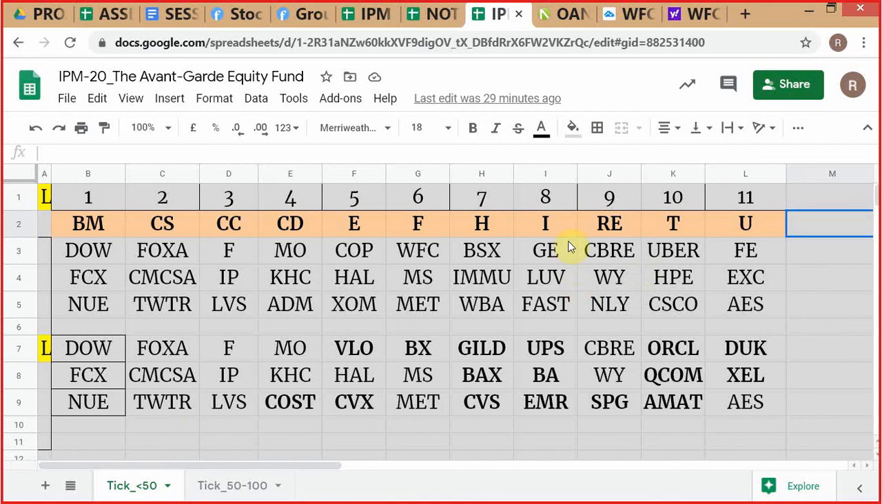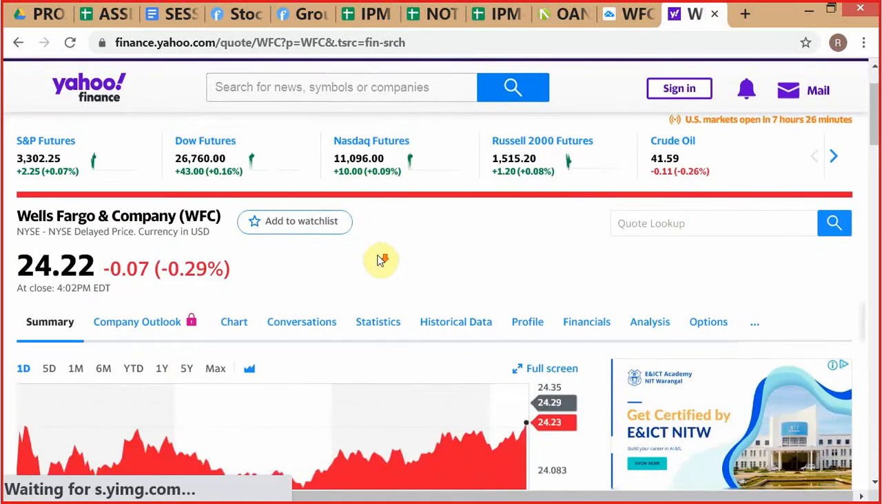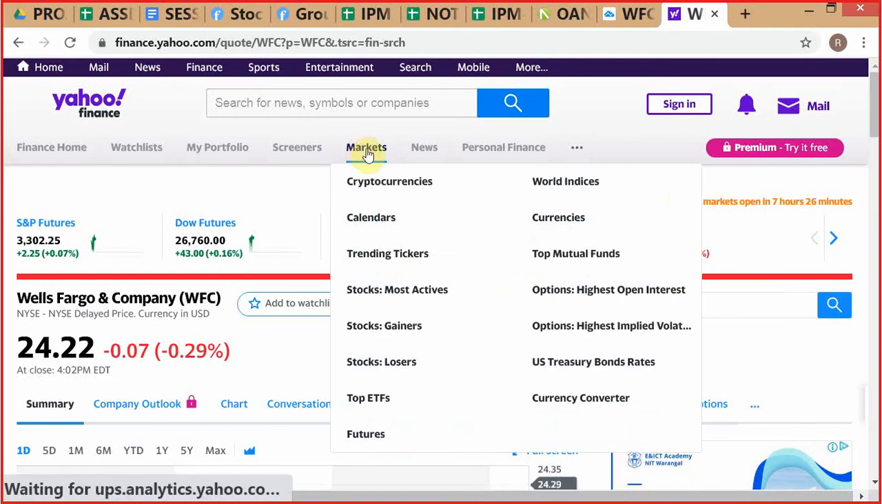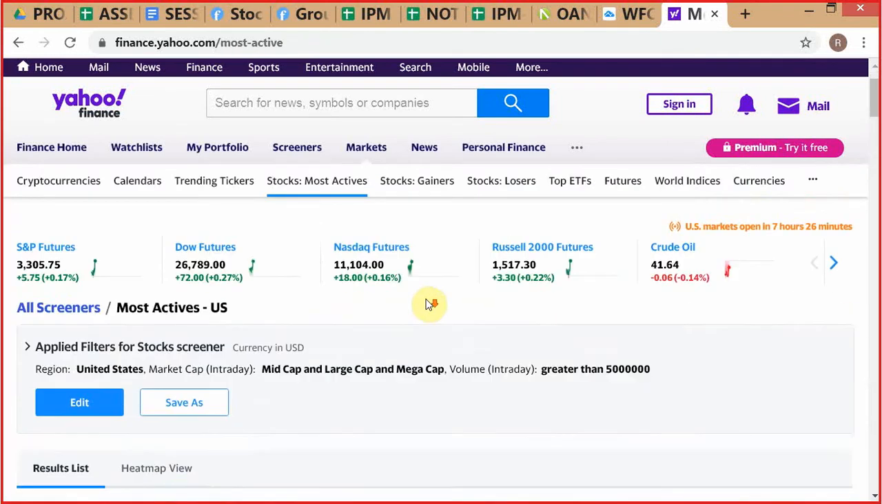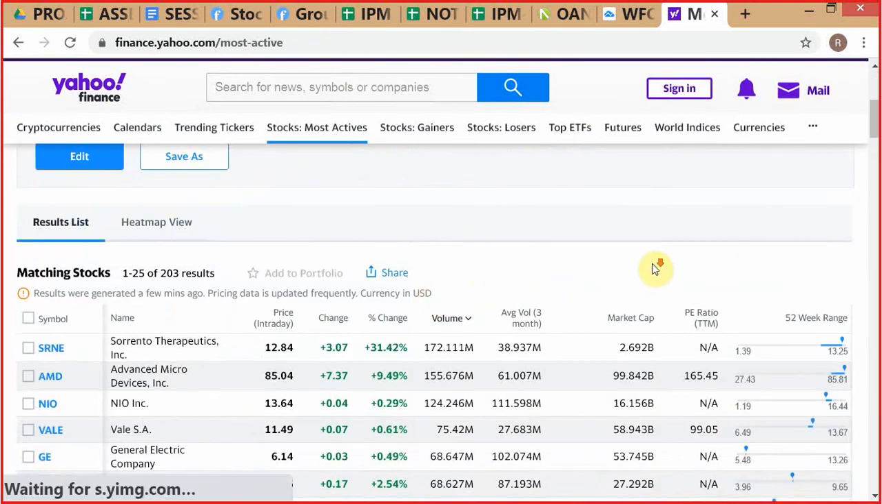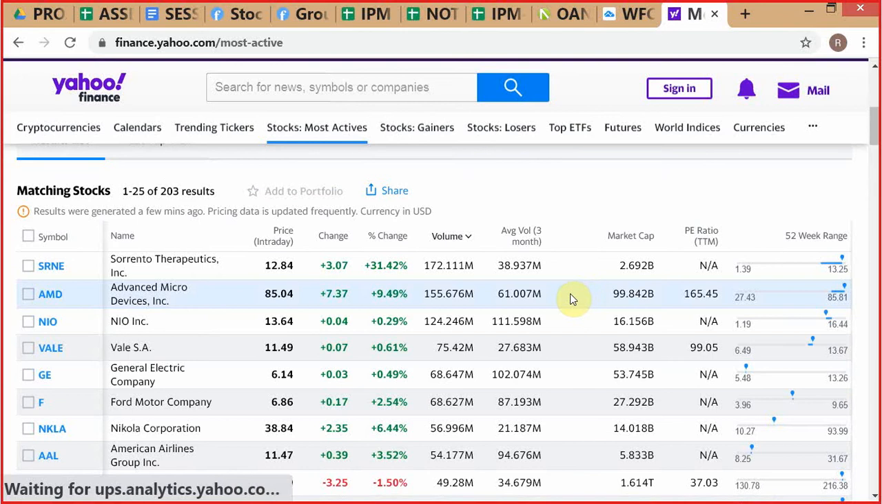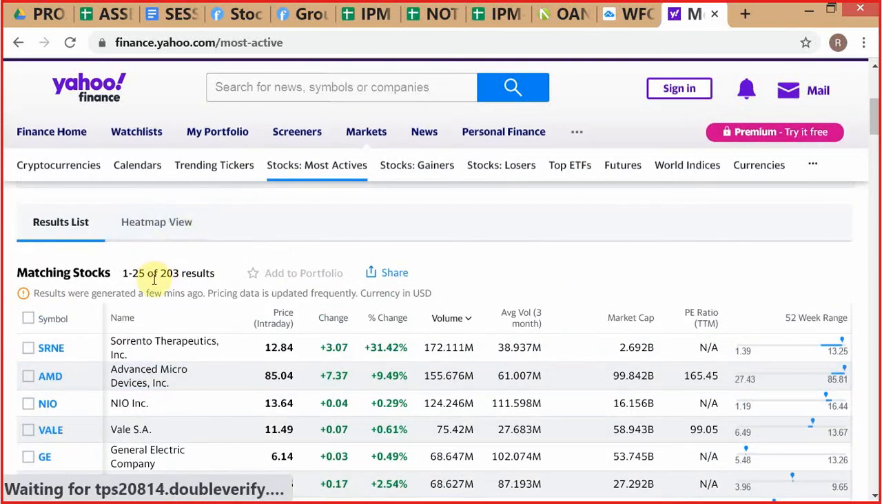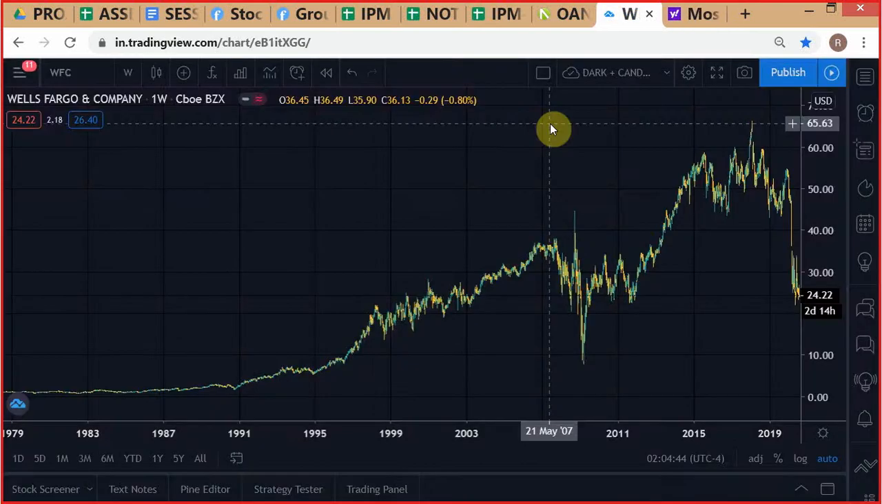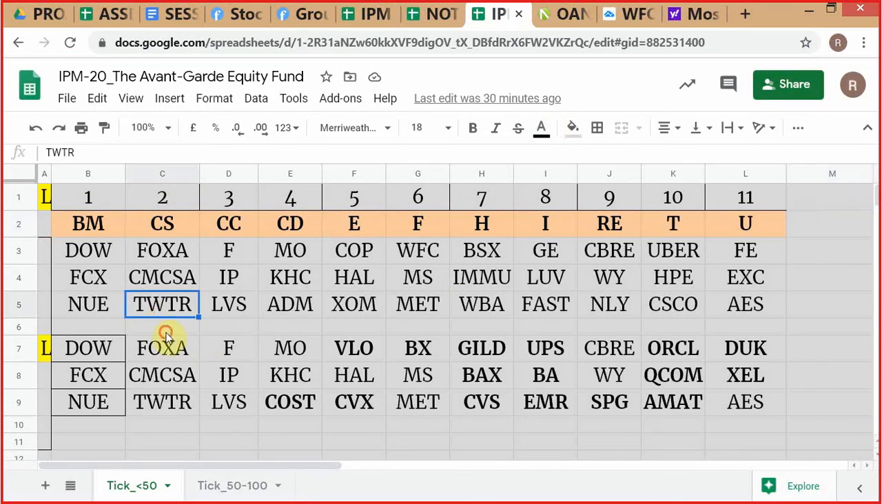Now, this is basically what you're going to be trading, which means I wanted to give you some kind of structure. If you look at markets, at stocks, at most active stocks, you have 203 results here. Now the question is, it can be a little confusing. Which stocks should I choose? So in order to give you some structure, I have given you a set of stocks, because it can become very confusing when there are thousands of stocks listed.